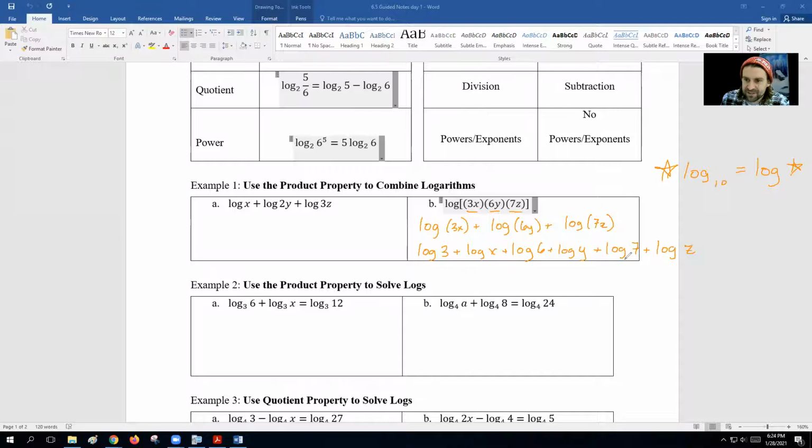Now, one thing about logs is even though we have log 7, log 6, and log 3, they don't go together. We cannot add logs, we can just multiply the numbers inside them together. So it does kind of change some things around here. All right, now let's think about this.